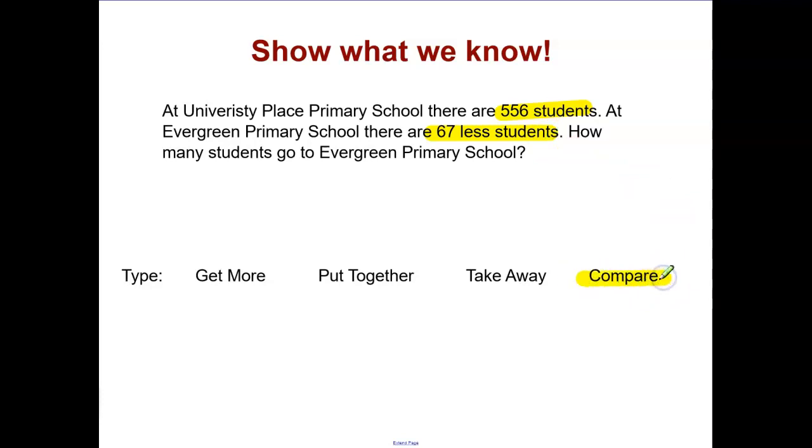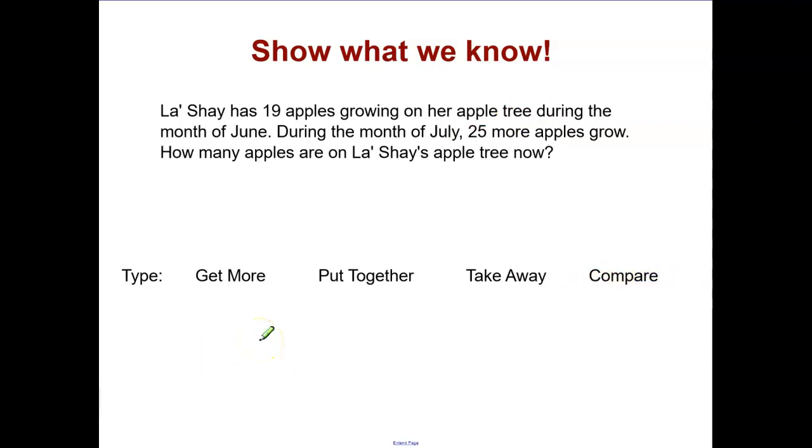You rock stars. Okay, keep that helper next to you. We have one more. Okay, we'll read it once together and then we'll pause and you'll find those key details and identify the problem type. Lachey has 19 apples growing on her tree during the month of June. During the month of July, 25 more apples grow. How many apples are on Lachey's apple tree now? Pause, look for key details, act it out, and determine the problem type.